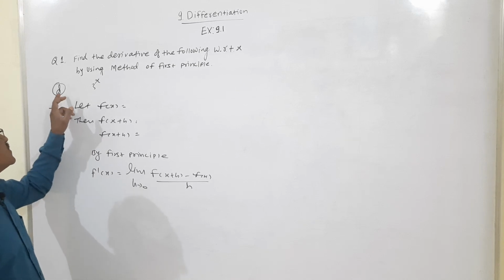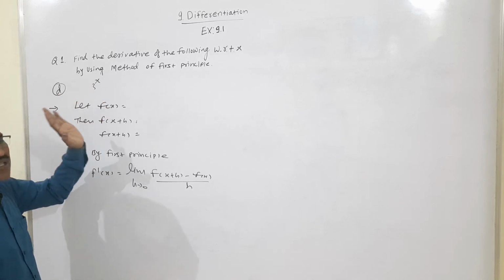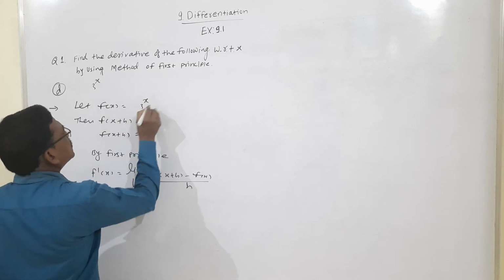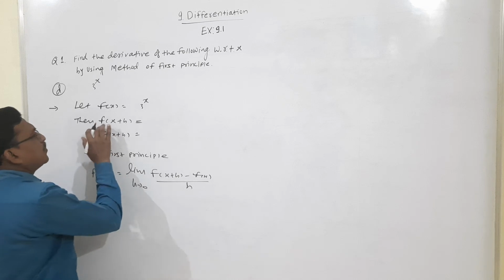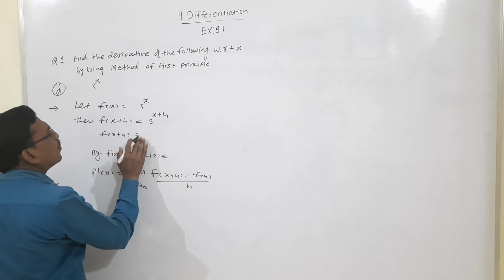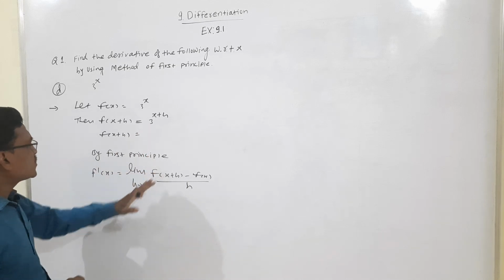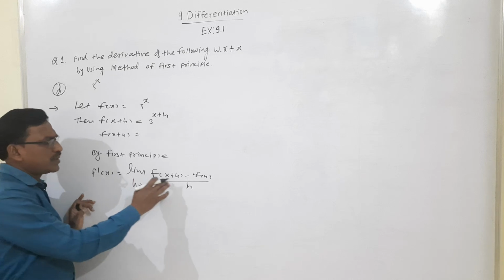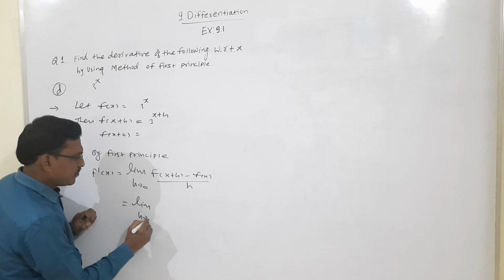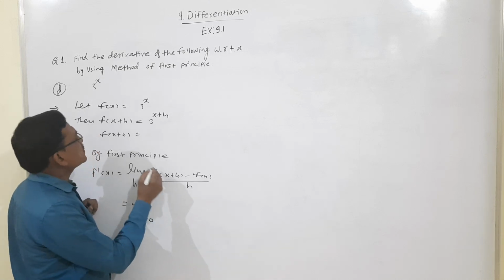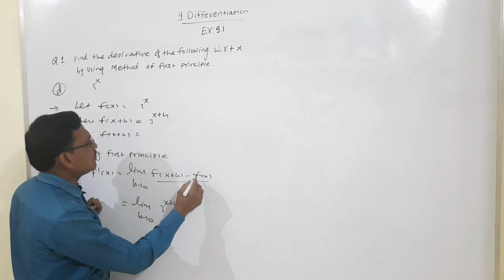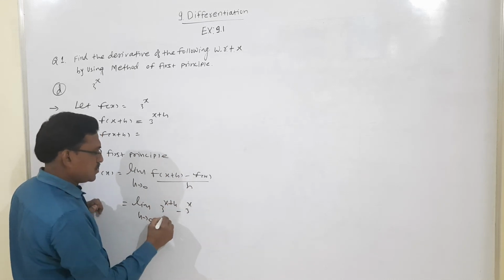Now the next one, 3 raised to x, is also an exponential function. So let this function f of x be 3 raised to x. Then we put f of x plus h, where there is x we put x plus h. Therefore by first principle, f dash x equals limit of (f of x plus h minus f of x) upon h as h tends to 0. Put the value of f of x plus h, which is 3 to the power x plus h, minus f of x, which is 3 raised to x, upon h.